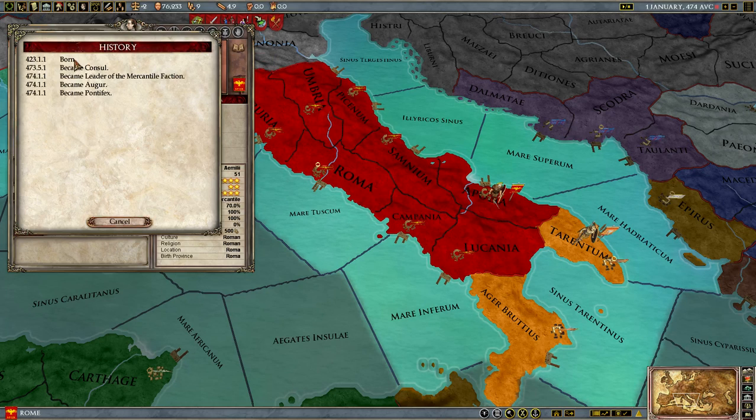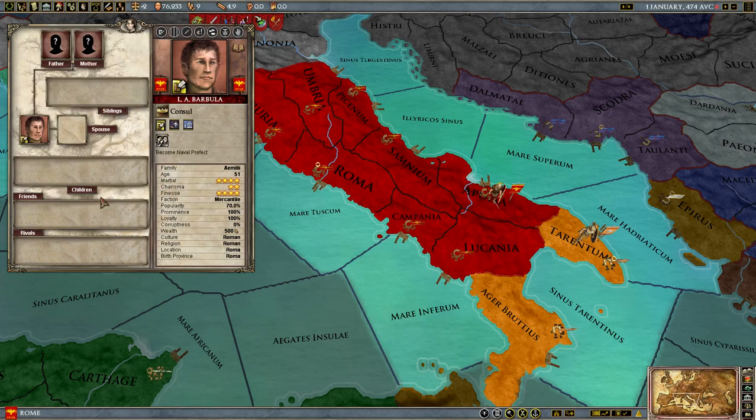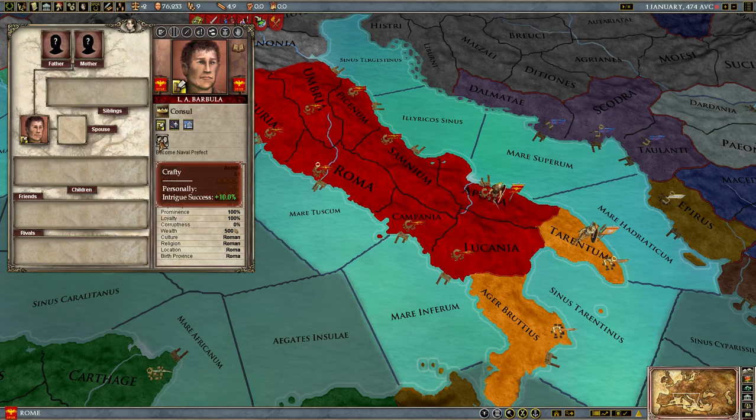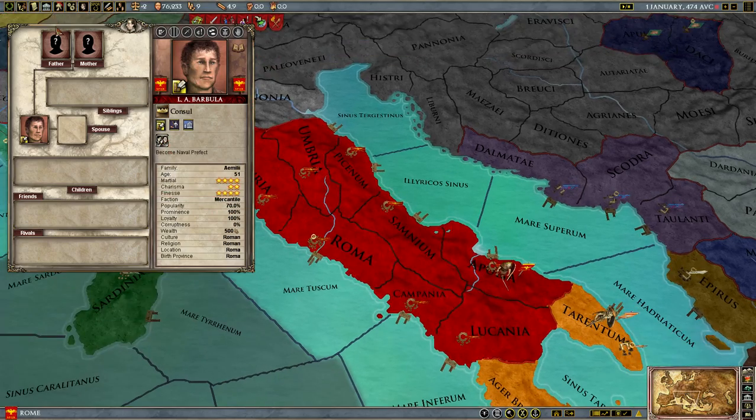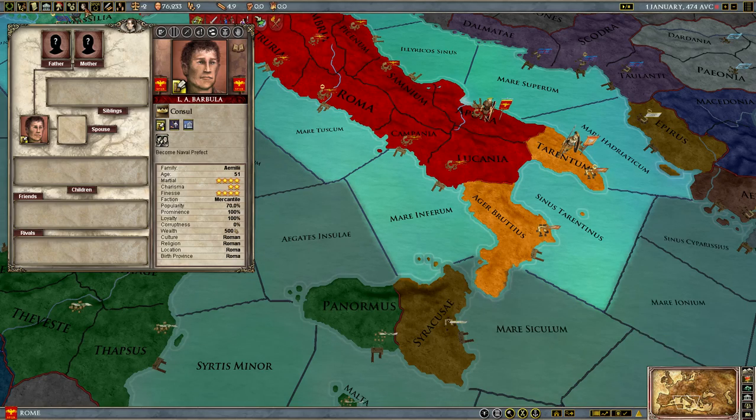You can also see his history. Born, became consul, became leader of the mercantile faction, became augur and pontifex. Simple as that. And each trait, of course, while they have certain effects, can also affect stats. So while crafting makes your intrigue more likely to succeed, a trait of kindness might improve your charisma. Alright, that about covers your Dynasty tab.